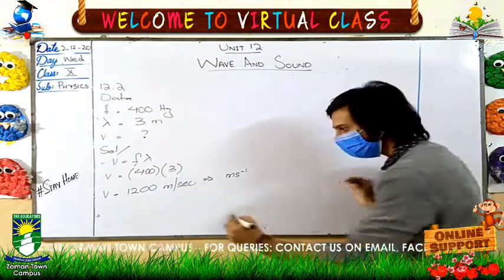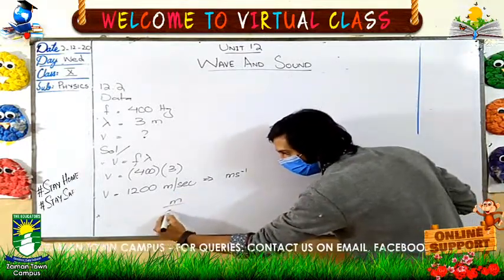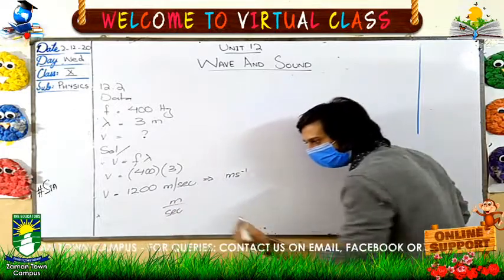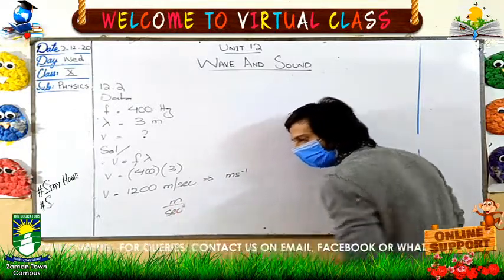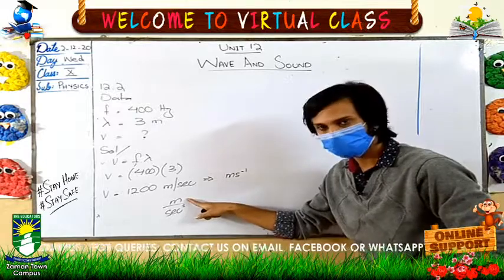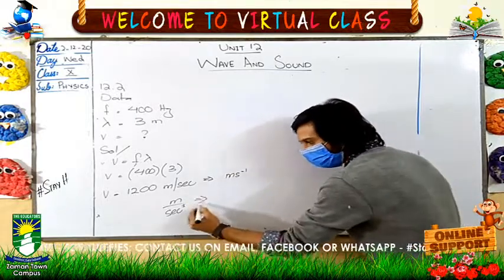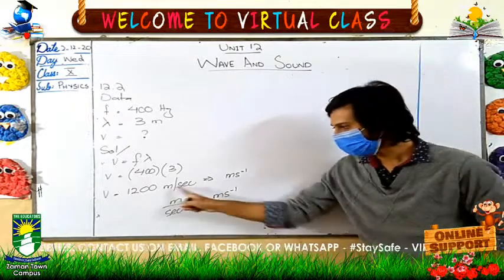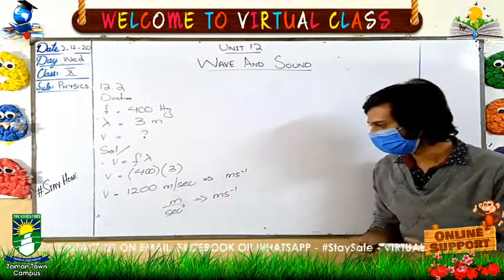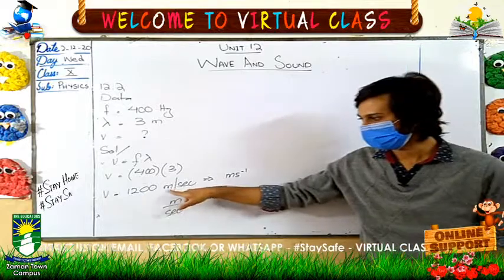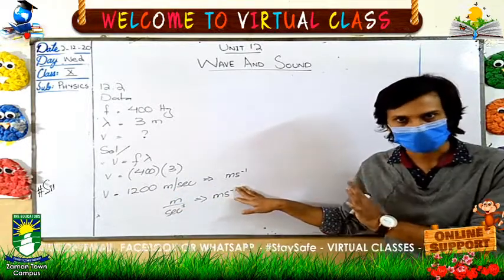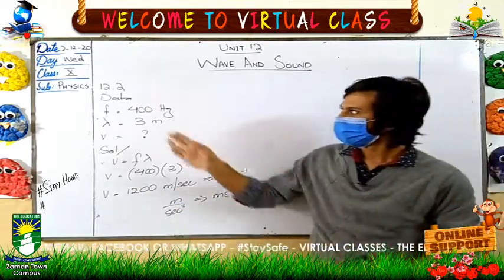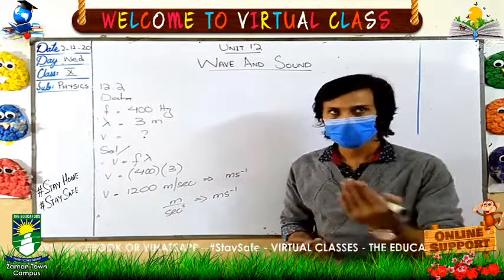Don't be confused, because if I write meter per second, what is the power over there? Nothing, meaning 1. If I shift this second to the numerator, according to the rule of math, the power will become like this. So they are both the same, don't be confused. So meter per second, or we can say meter second inverse. So this was problem number 12.2.